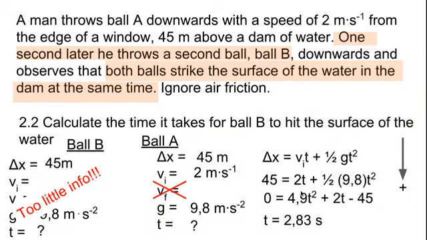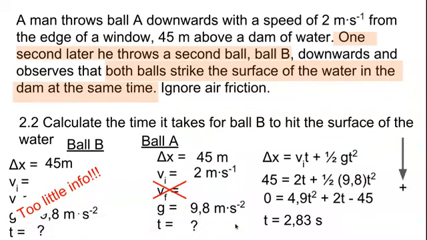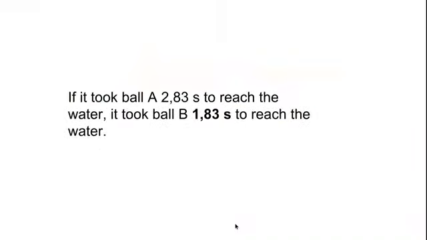Now, what time did I calculate? I calculated the time it took for ball A to reach the water. And ball B, I know, only was thrown 1 second later. So it took ball B a shorter time because it started later. It took ball B, therefore, 1,83 seconds to reach the water.